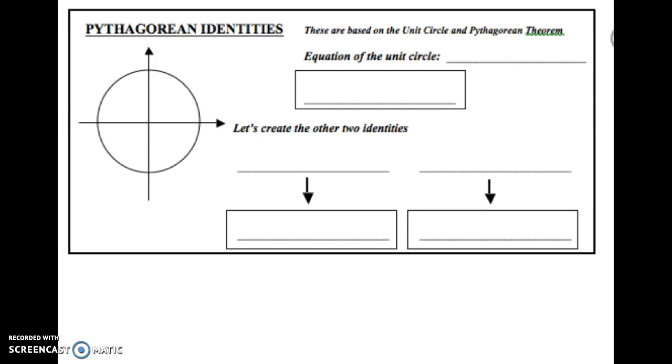So let's start with the equation of the unit circle, which is x squared plus y squared equals 1. That's because our circle has a radius of 1. So if we draw our triangle here, we know that our hypotenuse, or our radius, is 1. And we're talking about our angle t here. We know that the x value is the cosine, and the y value is the sine.